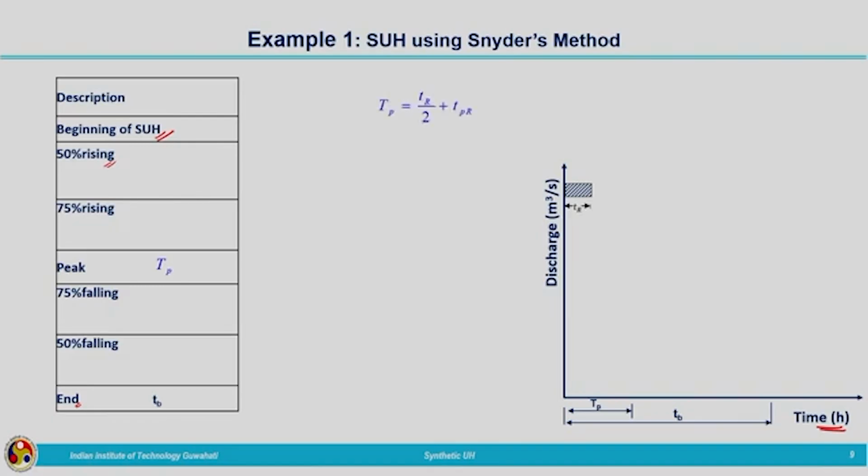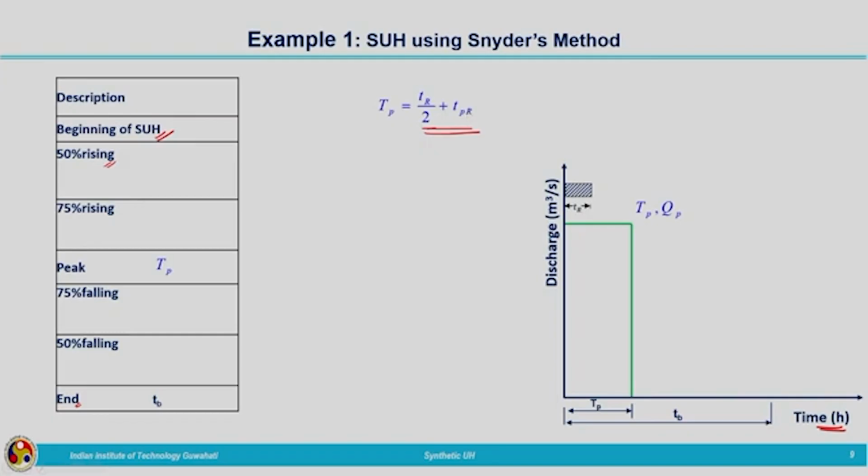Time to peak can be calculated by taking the sum of TR by 2 and TPR, that is, basin lag plus 1/2 of the effective duration of the rainfall. TR in our case is 5 hours and TPR we have already calculated. Based on that we will get the value corresponding to TP. We can draw a line through TP like this, and corresponding to that the discharge value is QP. So, this point corresponds to TP, QP. So, we have determined the point corresponding to the peak discharge in the synthetic unit hydrograph.